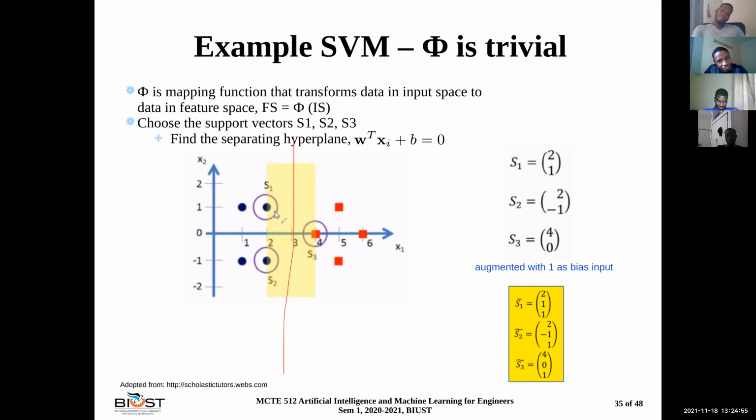Our input space is the same as our feature space, so we will just input the same data, and it is trivial. So your phi function, the mapping function, is what? The mapping function is trivial. Yeah, the function is trivial.